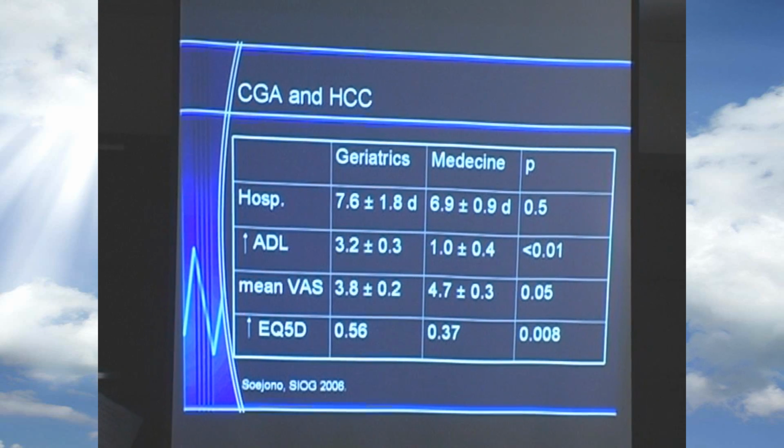What happens? Well, hospitalization duration is about the same. The geriatrics patients recover on average 3 ADLs, whereas the medicine ones only 1 ADL. The pain score gets down to 3.8 instead of 4.7. So here again, significant. You gain better pain control if you are hospitalized in geriatrics. And so, no surprise, the quality of life is better for the patients who come out of the geriatric ward with their cancer. Now, did they get interventions for their cancer as well as being hospitalized on the geriatric service?